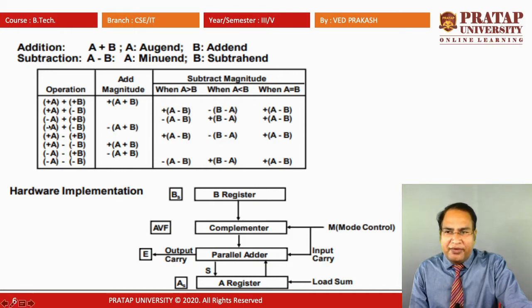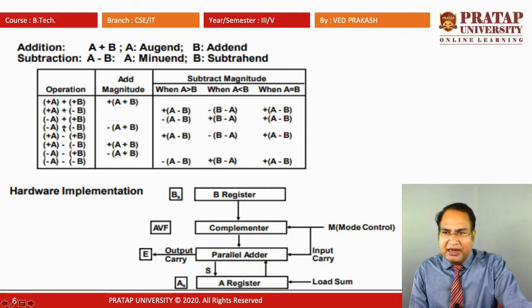Similarly, if A is negative and B is positive and we are going to perform the addition, then in this case we also perform the subtraction operation. Now, there are different cases. If A is greater than B, then we obtain the negative magnitude, and if A is less than B, then we perform B minus A and we get the positive magnitude, and if both are the same, then we get the positive magnitude.